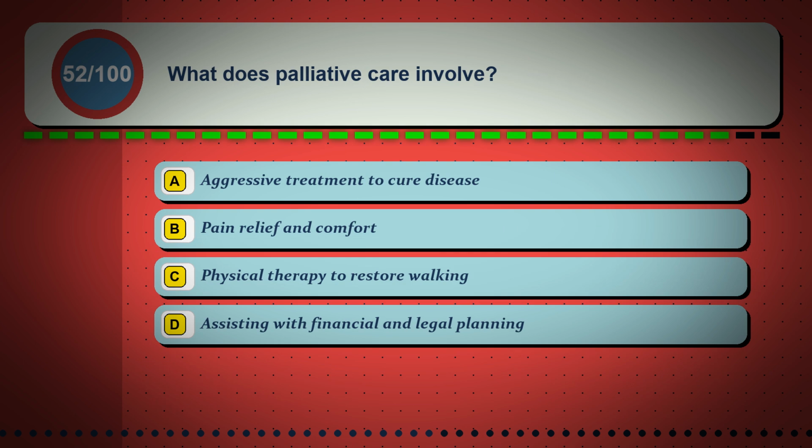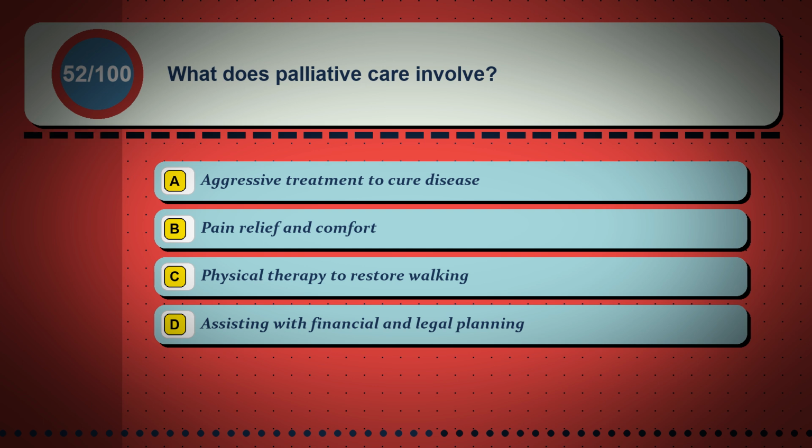Question 52. What does palliative care involve? Option A, the aggressive treatment to cure disease. Option B, pain relief and comfort. Option C, physical therapy to restore walking. Option D, assisting with financial and legal planning.